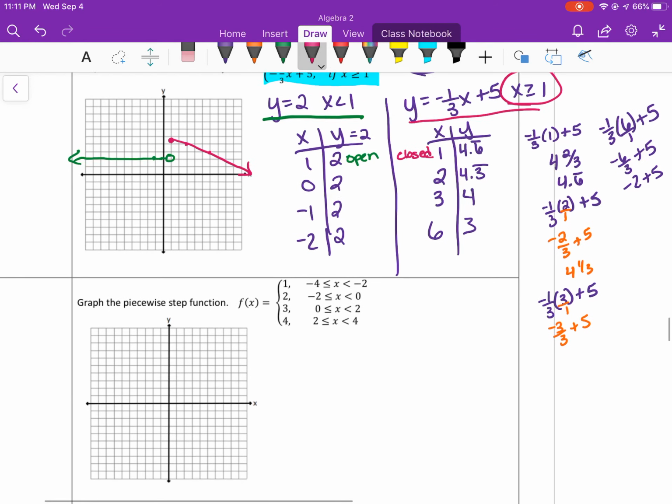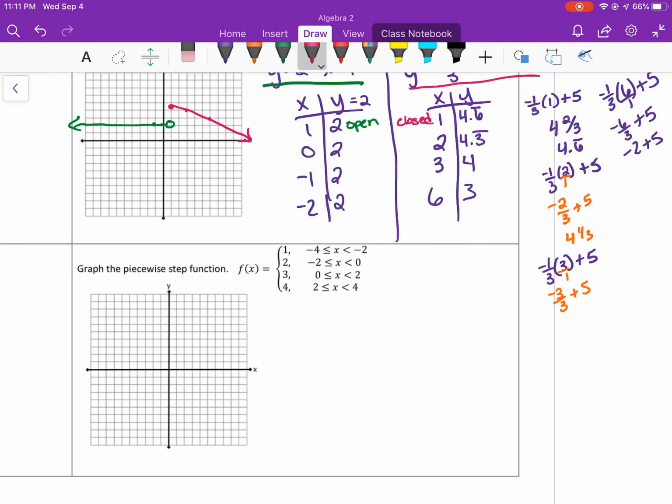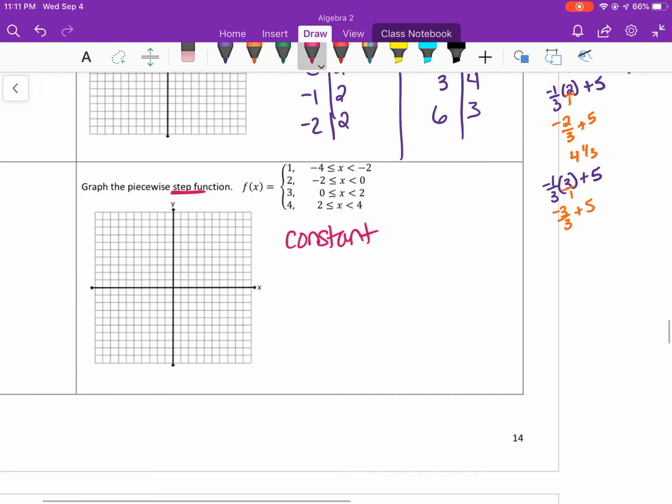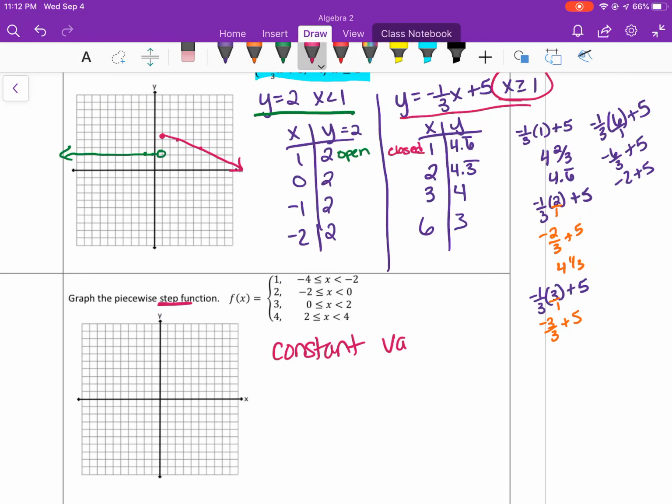Okay, last example here is a step function. So a step function kind of ends up looking like stairs. These are constant values of y between intervals of x.